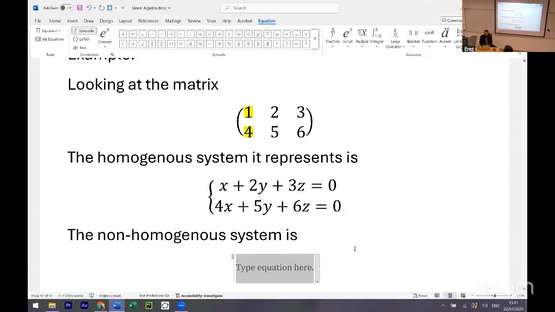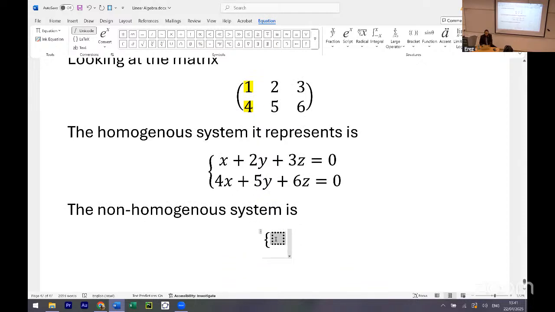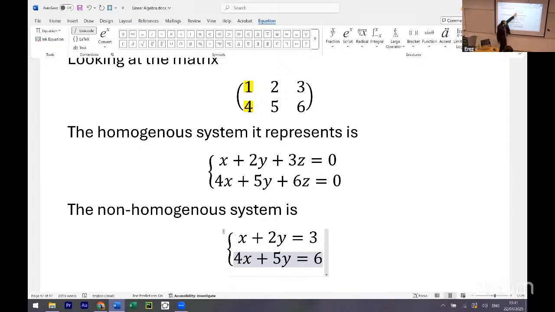So the non-homogeneous system, how many variables does it have? 2. And it's x plus 2y. So what is the third number in the row? That's the constant. It's 3, and that's 4x plus 5y equals 6. So the same matrix represents both these systems. Someone has to tell you which system it is talking about currently. But if we don't know that context, then we can't do it.